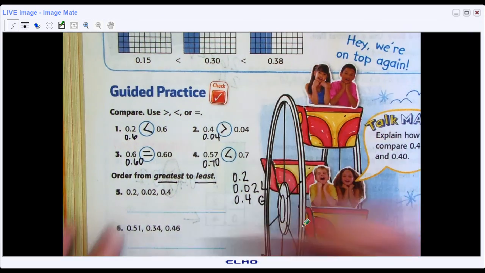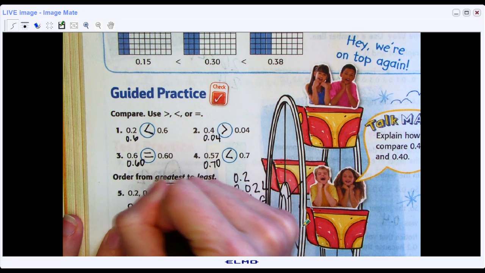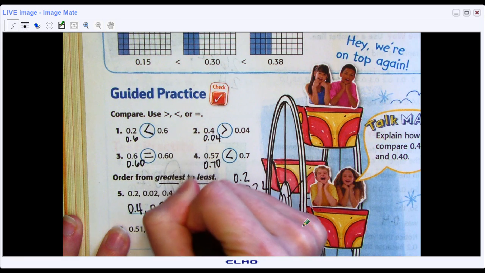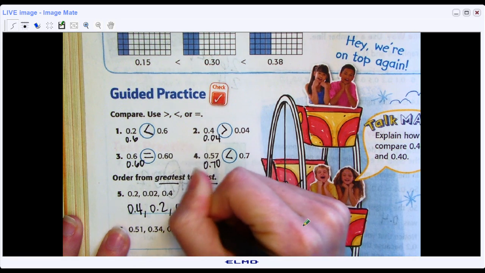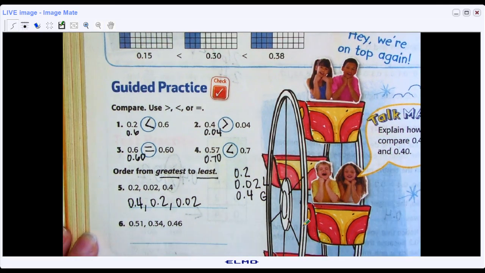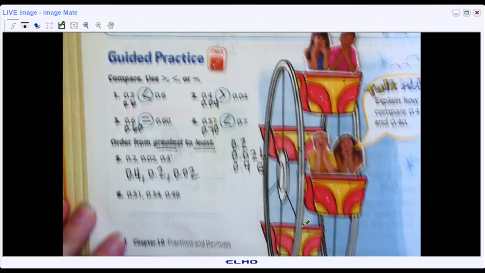So from greatest to least, it should go 4/10ths, 2/10ths, and then 2/100ths.